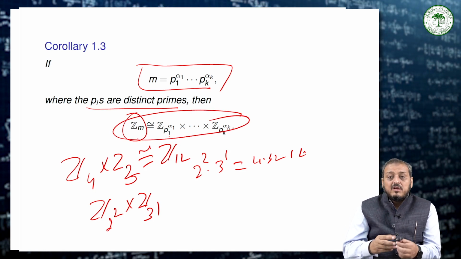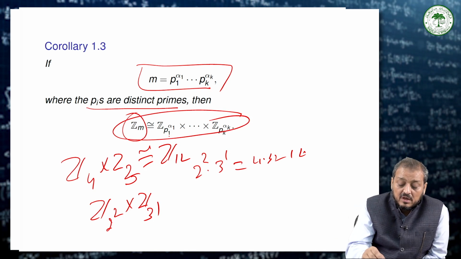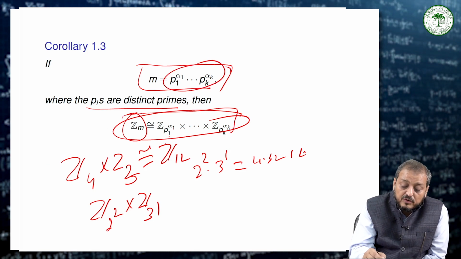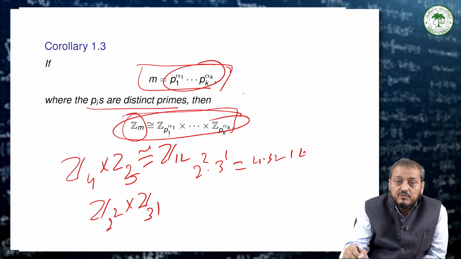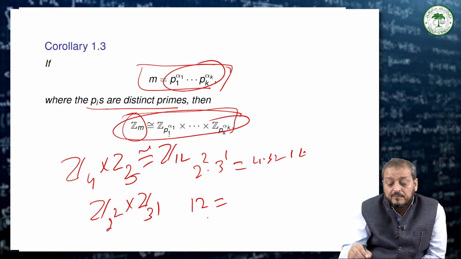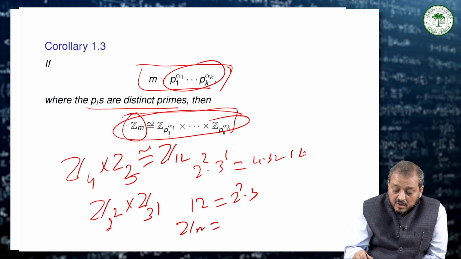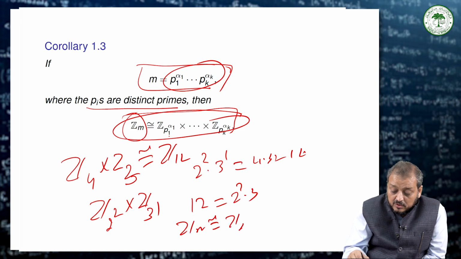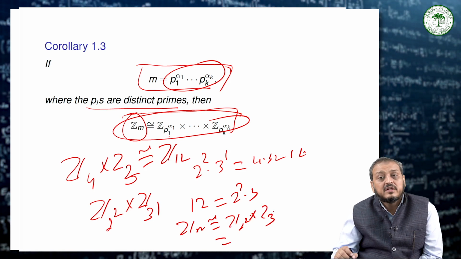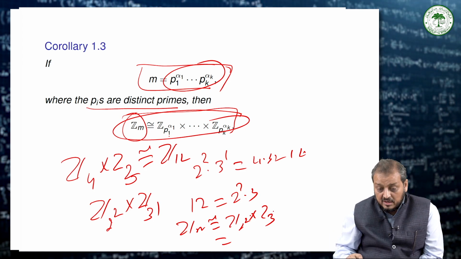If m can be written as a product of prime powers, then Zm is isomorphic to Z of p1 alpha 1, Z of p2 alpha 2, and so on up to Z of pk alpha k. Suppose m is equal to 12. 12 can be written as a product of prime powers, 2 squared into 3. So we can say that Zm is isomorphic to Z of 2 squared cross Z of 3, and that is Z4 cross Z3. Similarly, you can write it for all other possibilities.